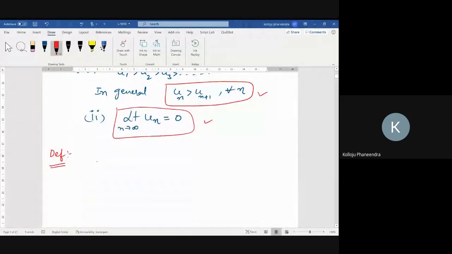Now, this limit un equal to 0. Another definition is absolute convergence. What is the definition of absolute convergence?